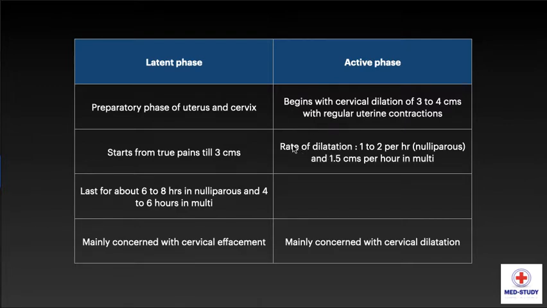Active phase, there is a rate of dilatation of about 1 to 2 cm per hour in nulliparous woman and 1.5 cm per hour in multiparous woman. Active phase is majorly concerned with cervical dilatation.